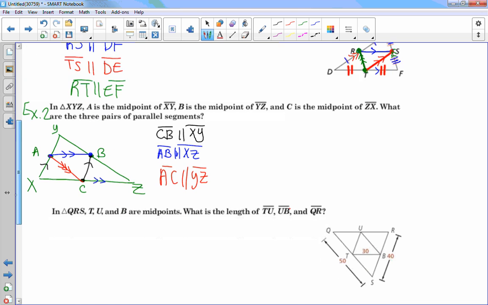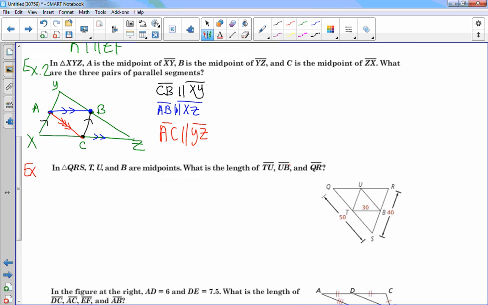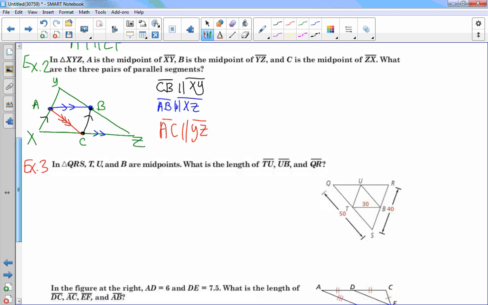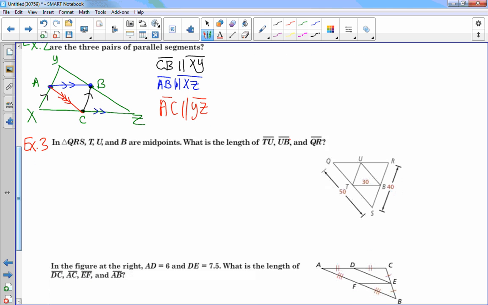So, our next problem, example 3, we have another triangle and we have lengths. Instead of listing the segments, we're going to find the missing lengths. It tells you T, U, and V are midpoints. So these are midpoints. We're allowed to use the mid-segment theorem. So connecting them creates mid-segments. What is the length of, we'll start with just one, TU.